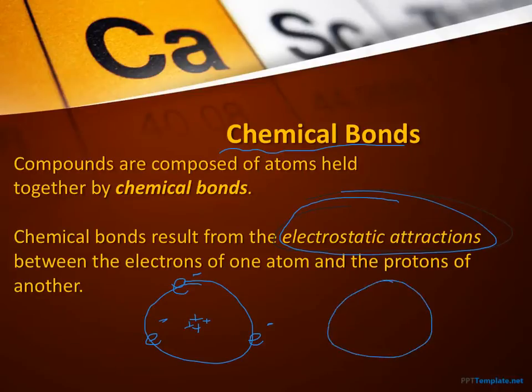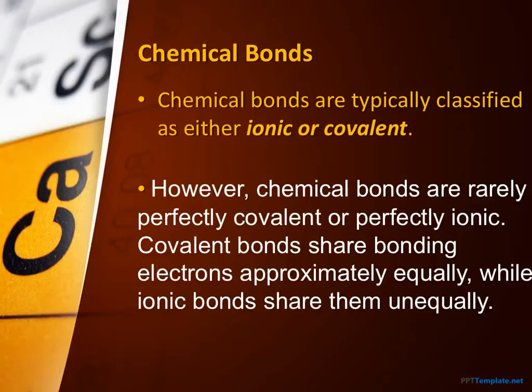And so when you have two atoms that for various reasons are attracted to one another strongly enough, they will become bonded. And so the electrostatic attraction, again, is between the electrons of one atom and the protons of another. Okay, opposites attract. And when they're attractive enough, the two atoms will get as close together as they can, and we call that a chemical bond.